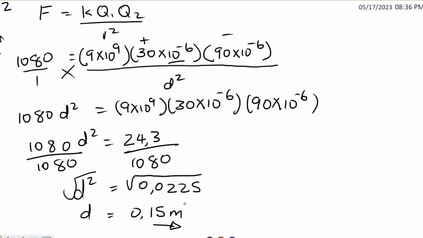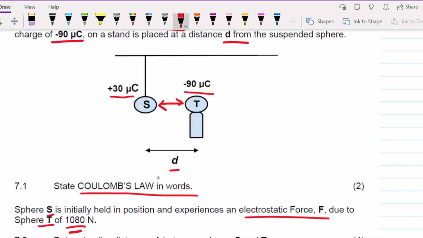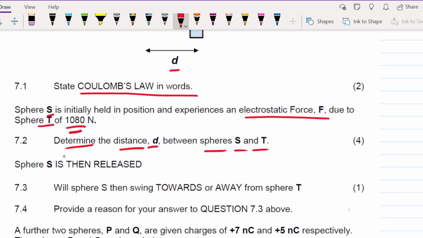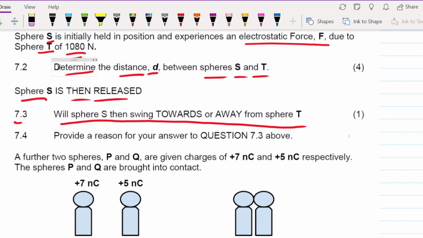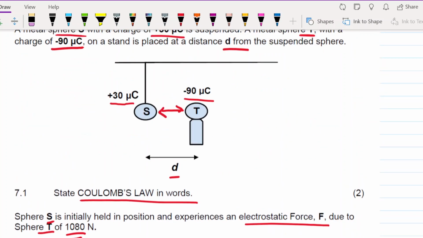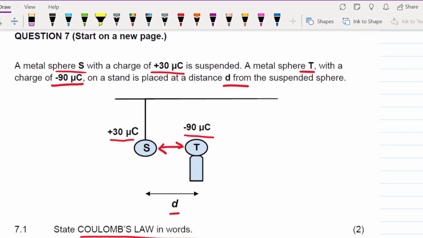So now let's move on to question 7.3. They said sphere S is then released. Will sphere S then swing towards or away from sphere T? Okay, so we need to check sphere S. Sphere S is positive and sphere T is negative.